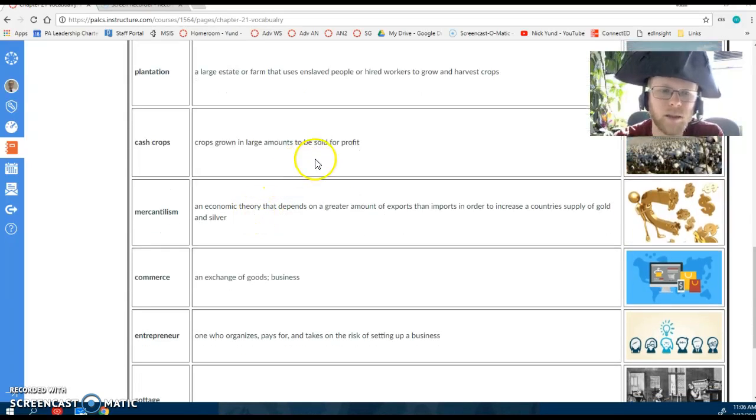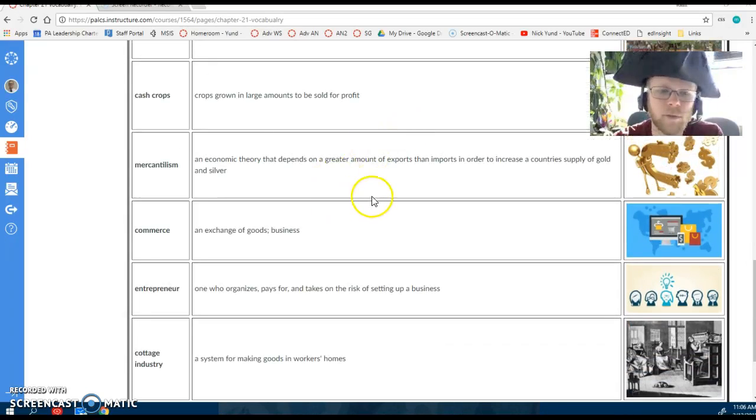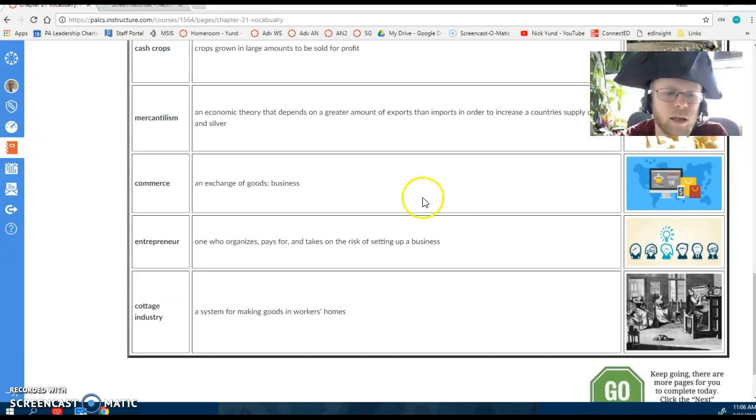Mercantilism, an economic theory that depends on a greater amount of exports and imports going into a country in order to build up a supply of gold and silver. It's all about making money for the home country. We'll talk about that in detail. Commerce is exchange of goods, basically business. An entrepreneur is one who organizes, pays for, and takes on the risk of setting up a business.